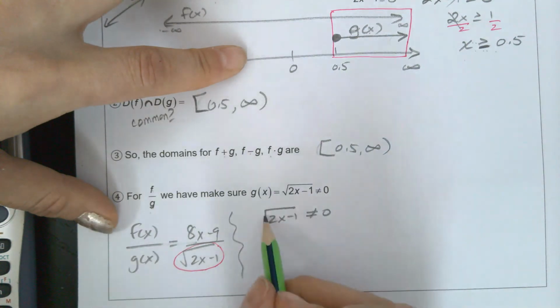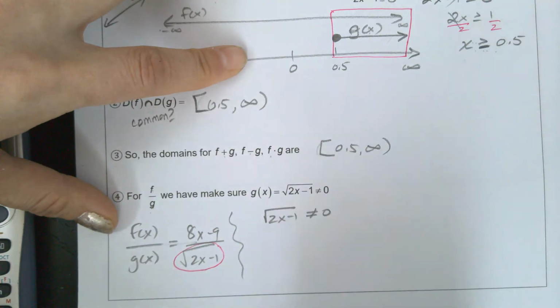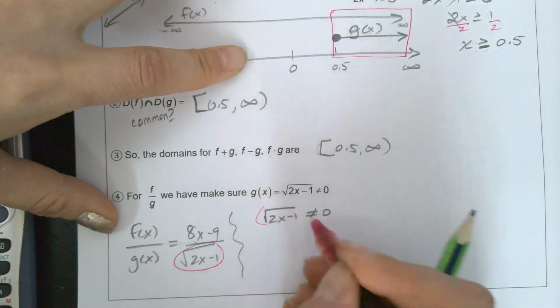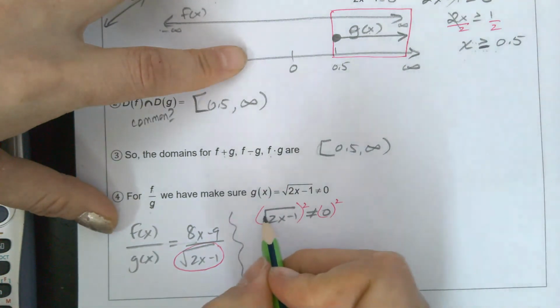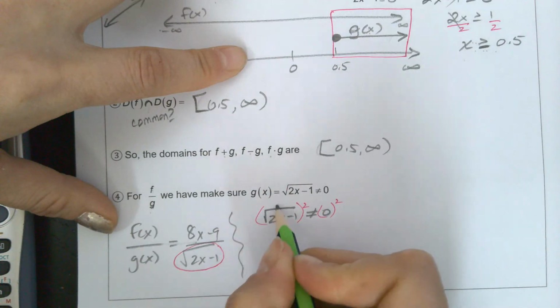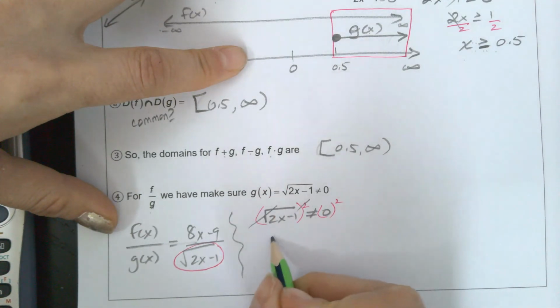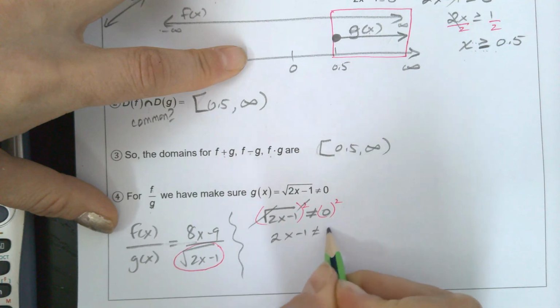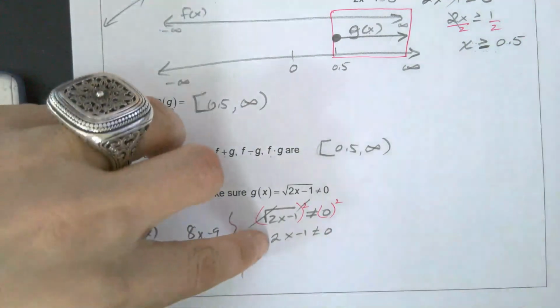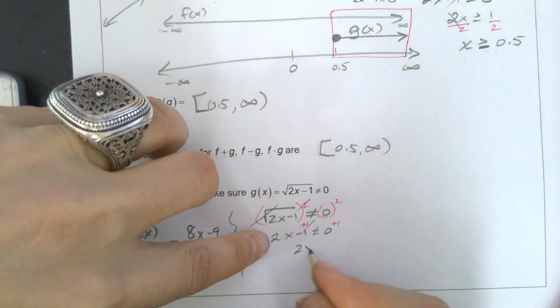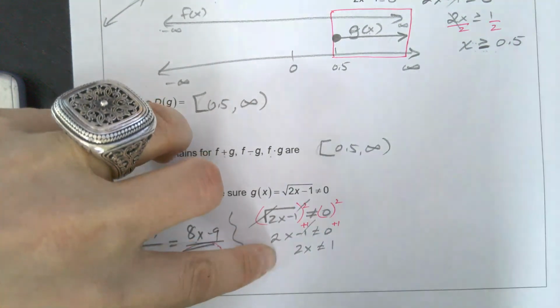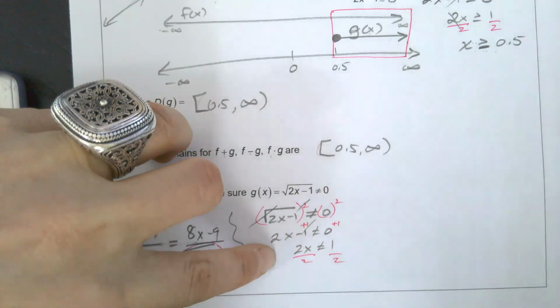So how do we get rid of this square root? Well, what's the opposite of a square root? Kind of square. So I'm going to square both sides, and the square root and the square are kind of opposites, so I just cancel them out. So now I have to solve for x. So add 1 to both sides. Divide by 2, divide by 2. So x cannot be equal to a half.